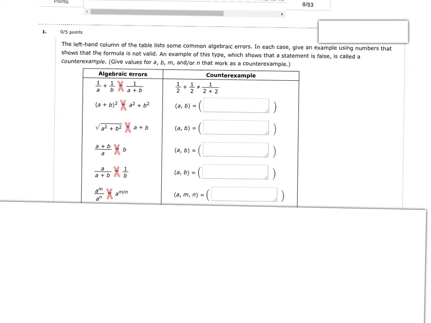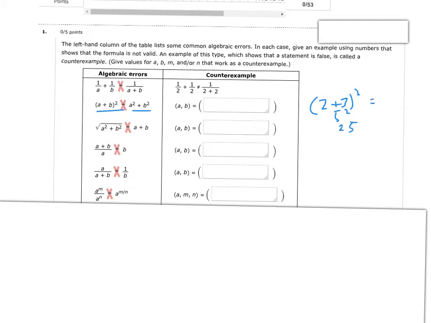All right, so first up here, they say that all of these are algebraic errors, so they want us to prove that it's wrong. And so we should come up with some numbers here that make this wrong. So for this one here, you can make these numbers kind of nice and simple. So I would try out like 2 plus 3. So 2 plus 3 squared is obviously 5 squared, and that's 25.